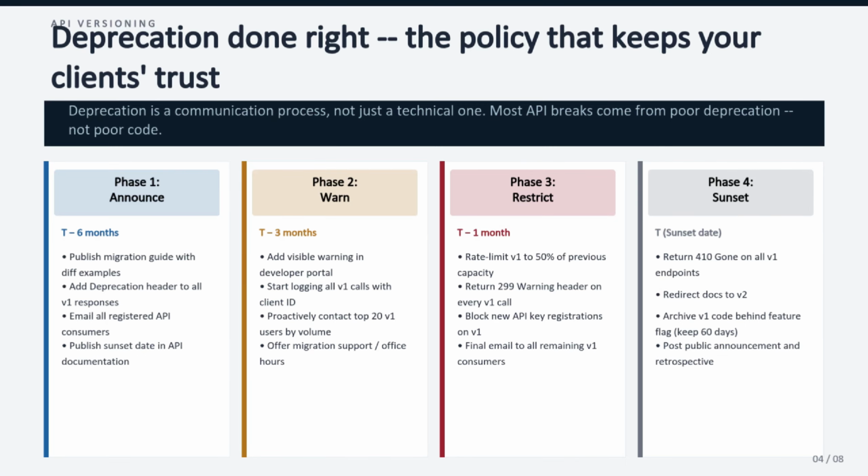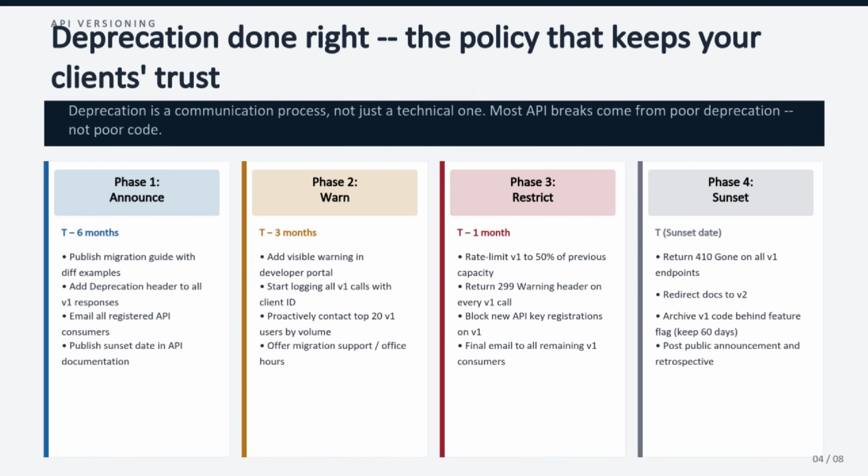And then finally, phase 4, sunset. This is the actual shutdown. Now old endpoints return HTTP 410 gone, not 404. And this distinction matters. 404 means maybe this resource exists somewhere else. But 410 means permanently gone. Very explicit. But one important thing, do not immediately delete the old code completely.